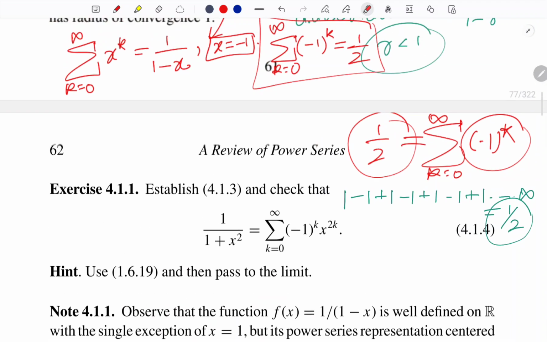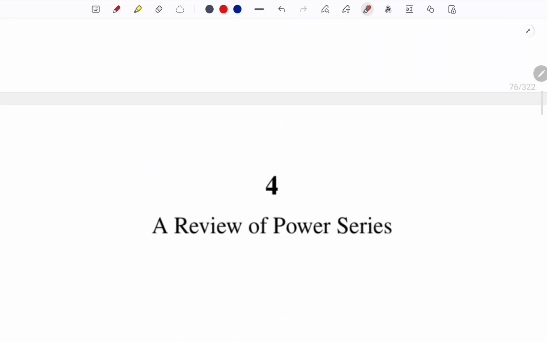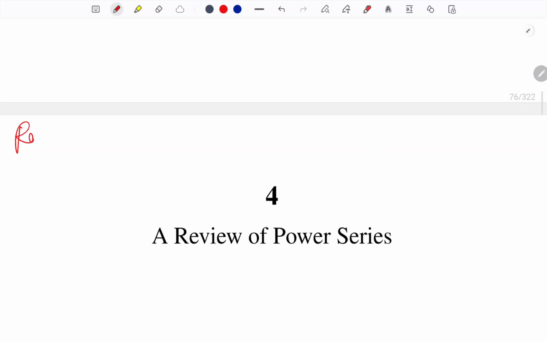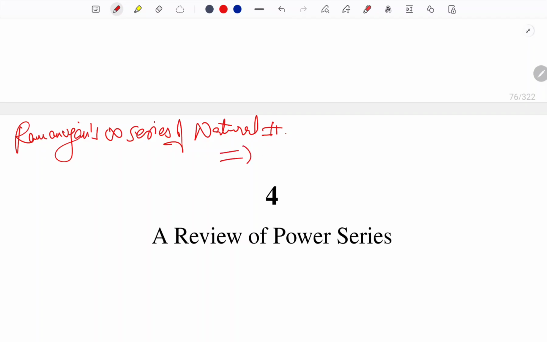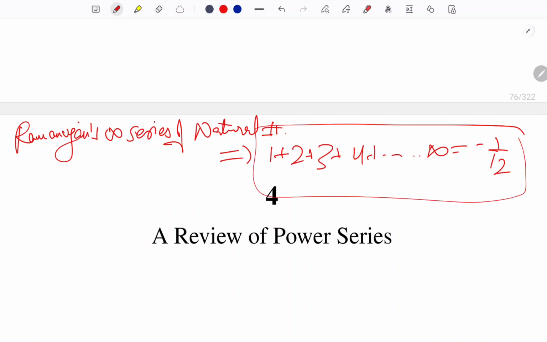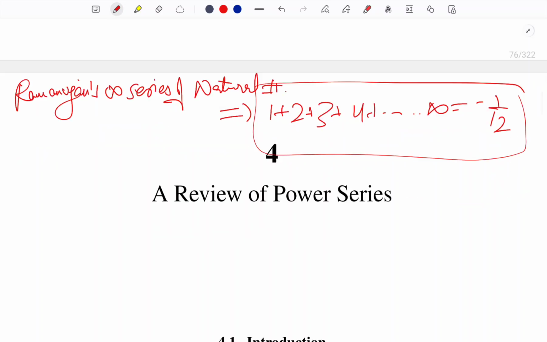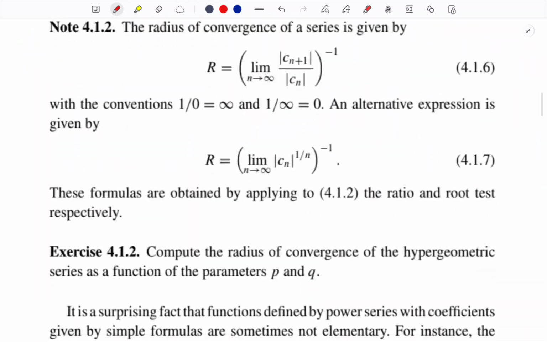And the same thing, I hope you know Ramanujan's infinite series of natural numbers: 1 plus 2 plus 3 plus 4 plus dot dot dot to infinity is negative 1 over 12. Again, I have a topic to explain this in a specific video, and I will do that. Just wait for that moment, guys.